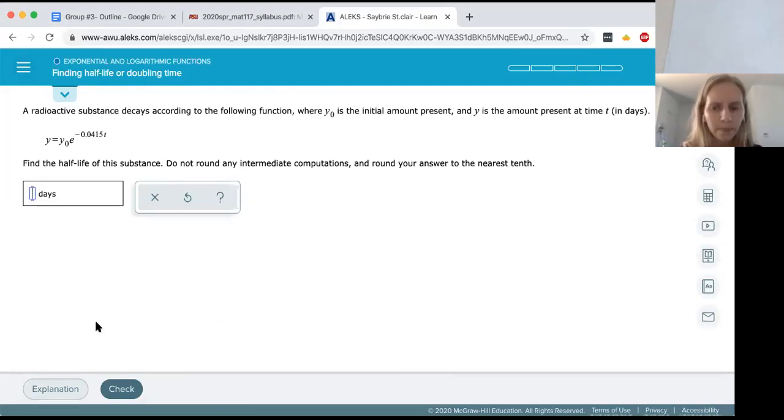Wait, no. Wait, what did we do? Well, if this is done the same way, I'm going to write it like this: 0.5 y0 equals y0 e to the negative 0.0415 t. These are going to cancel away. So all you're left with is solving 0.5 equals e to the negative 0.0415 t, and I'm going to take the natural log of this.